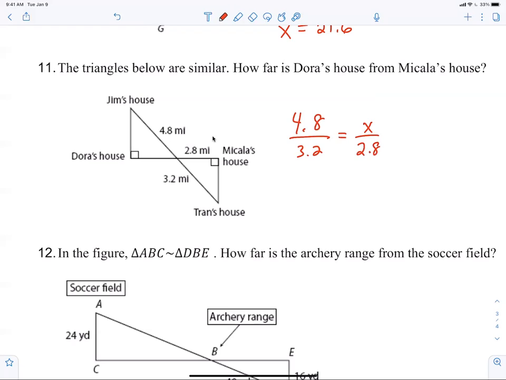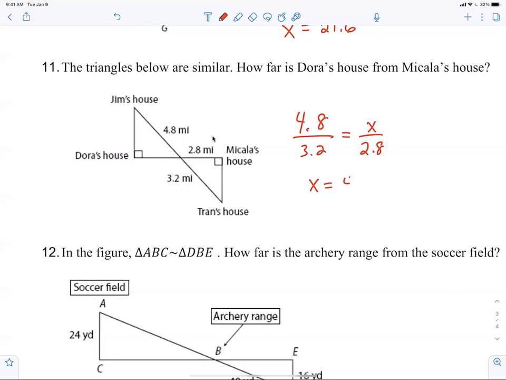Then we just cross multiply and divide by 3.2. So 4.8 times 2.8 divided by 3.2. Yeah, that's cross multiply, then divide. Wait, one second, I have the whole page wrong. 4.8 times 2.8 is 13.44, divided by 3.2, and that gives 4.2.